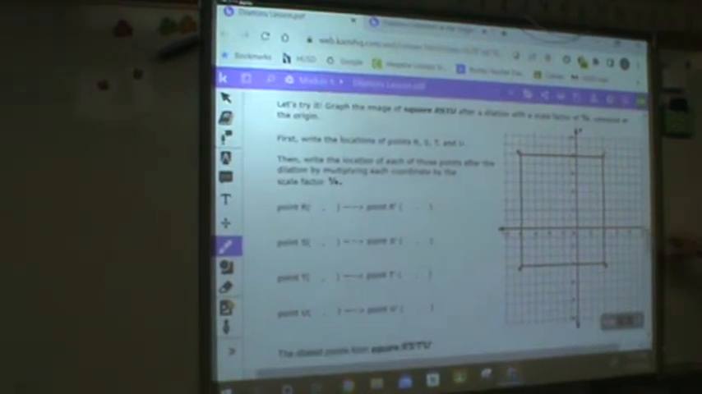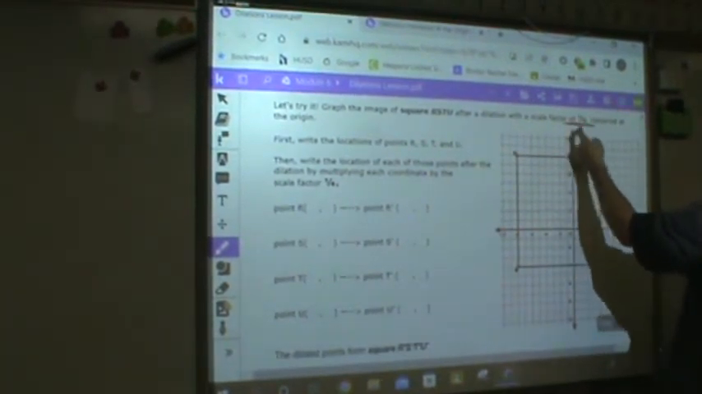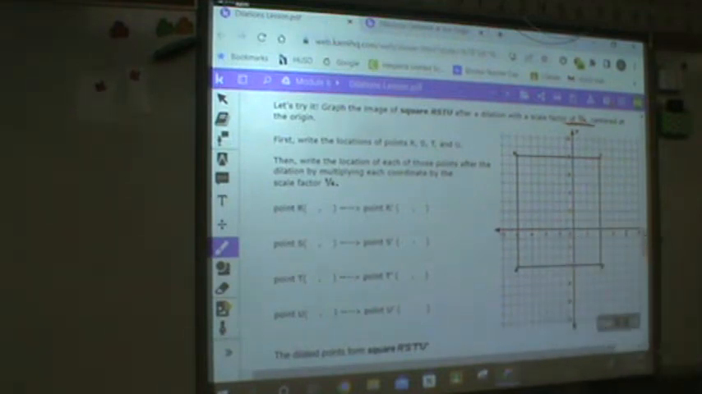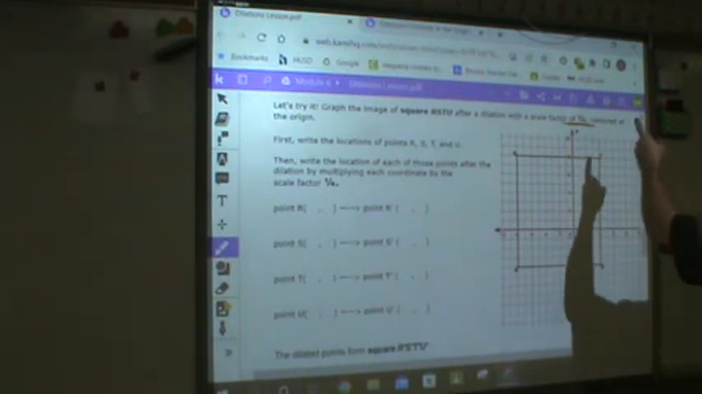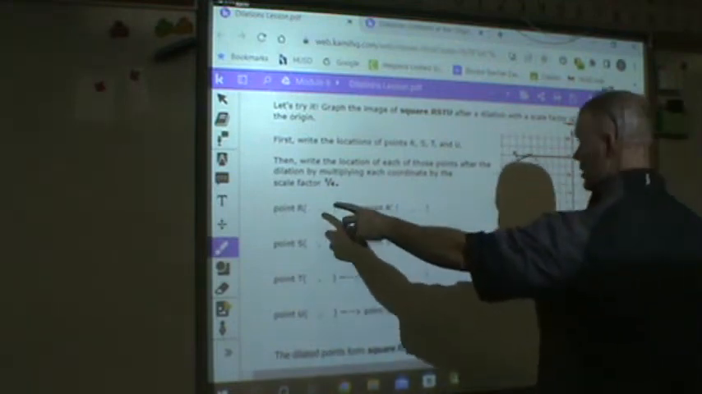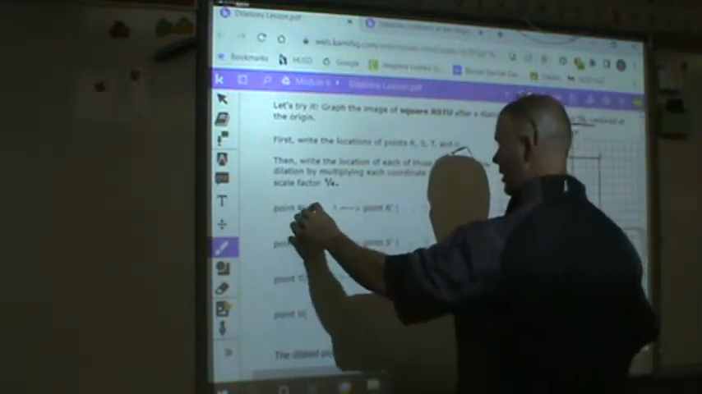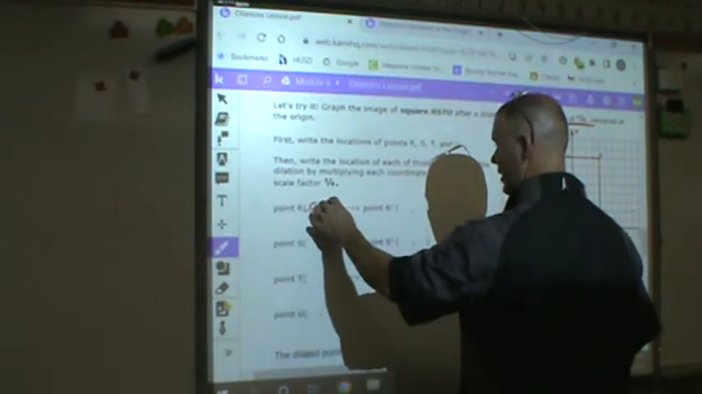Reductions. I want to reduce this figure. This figure should be a fourth of the size, centered at the origin. Well, we're going to do exactly like we did before, only we're going to reduce it instead of enlarge it. So wherever you want to start, well, here it says R, so I have to start with point R. R is at negative 8, negative 4.